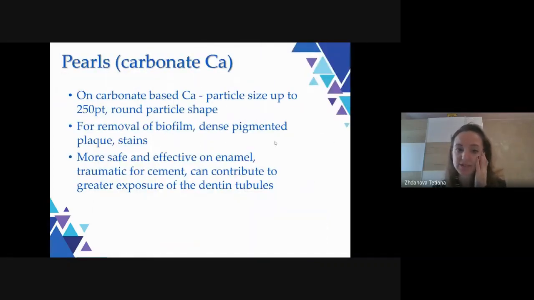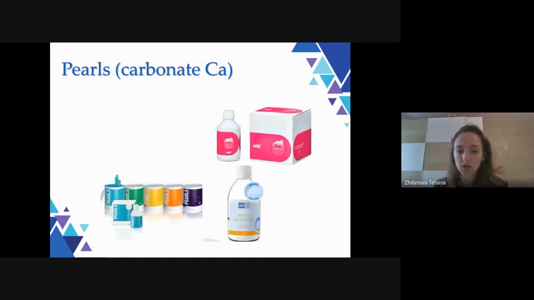Pearls, it is calcium carbonate. It has a round particle shape. It's very good for enamel and dentin, and for removal of biofilm, of course, pigmented plaque and stains. It is more safe and effective on enamel, but traumatic for cement. It can contribute to greater exposure of the dental tubules. And this type of powder.